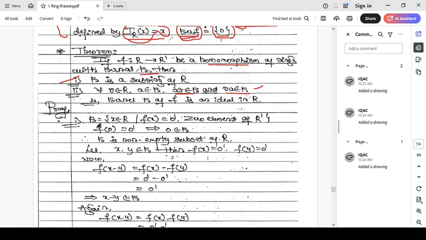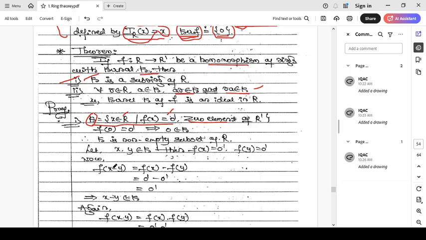For the first condition, the kernel of f, which we have denoted as K, is defined as the set of x where f of x is 0 dash, for every x belonging to capital R, and 0 dash is the zero element of R dash. Our ultimate goal is to show that K is a subring. We need to show this according to the definition of subring. So we have two conditions.